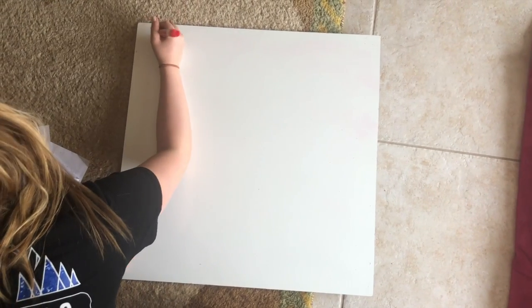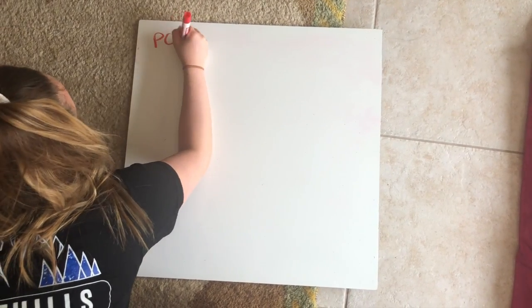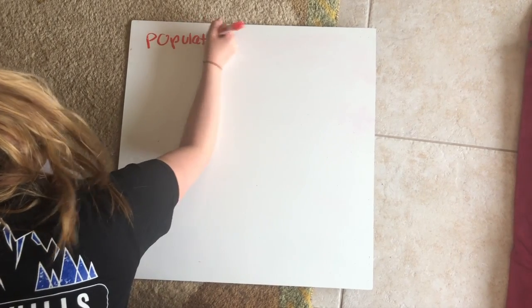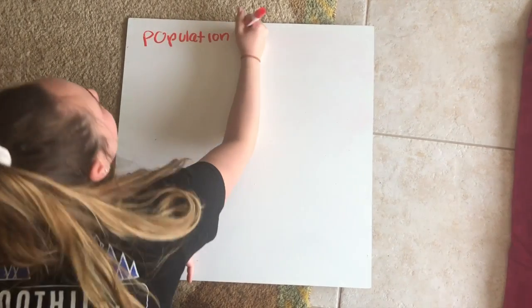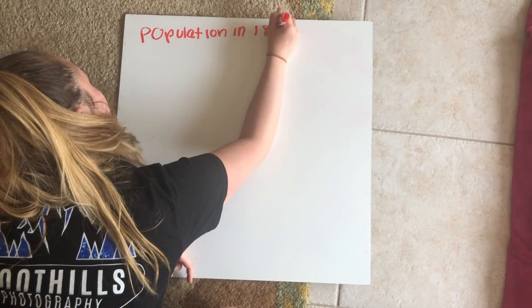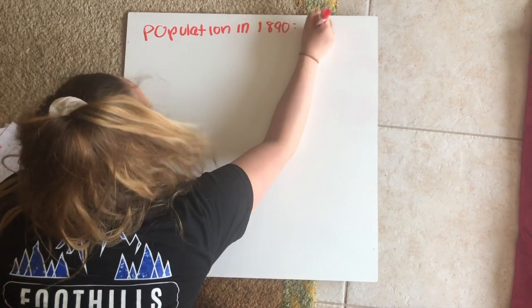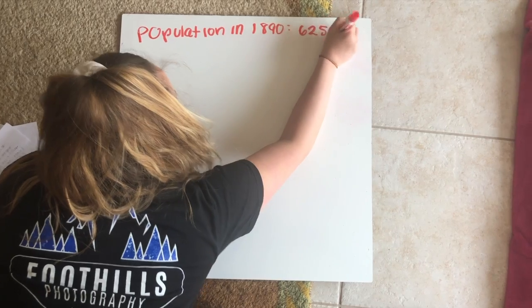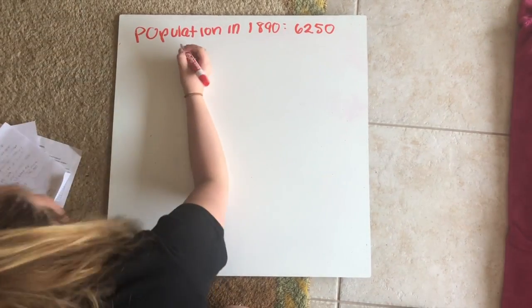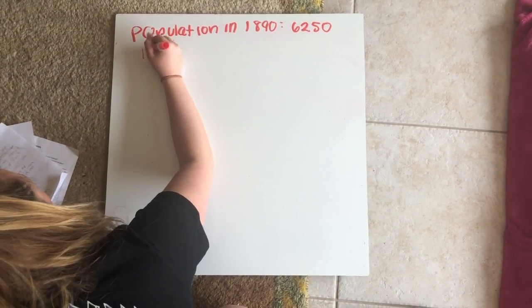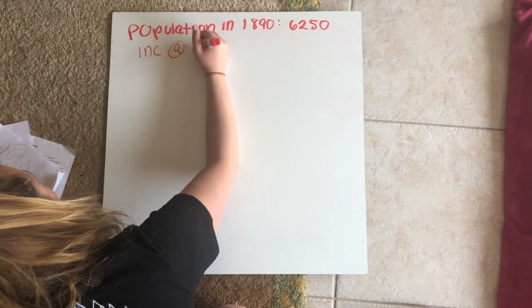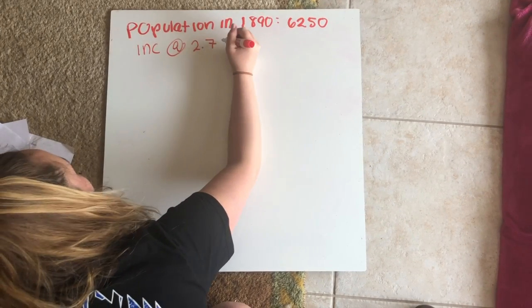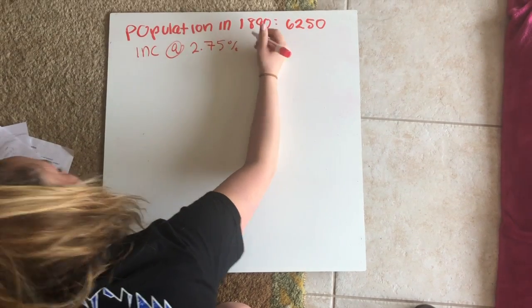Our next question to cover is an exponential function. The population of Smallville in the year 1890 was 6,250. Assume that the population has increased at a rate of 2.75% per year. The question asks what the population is in 1915 and 1940, and also when will the population reach 50,000?